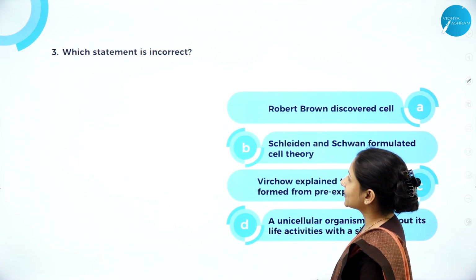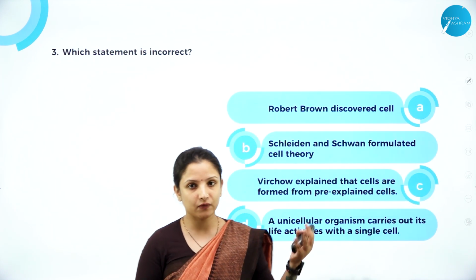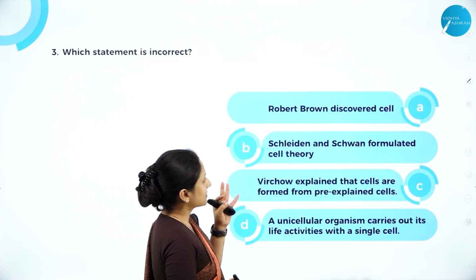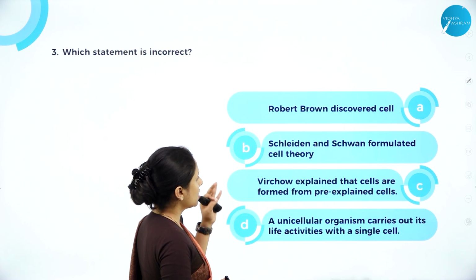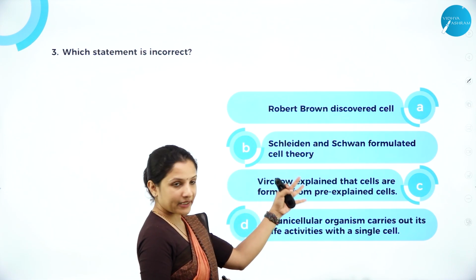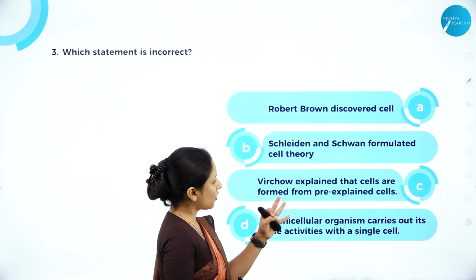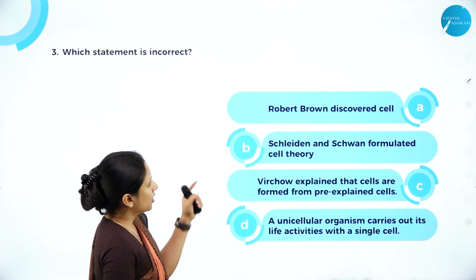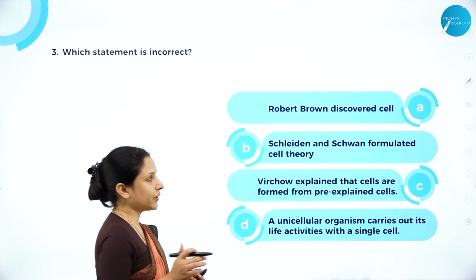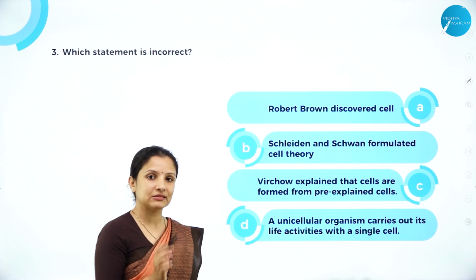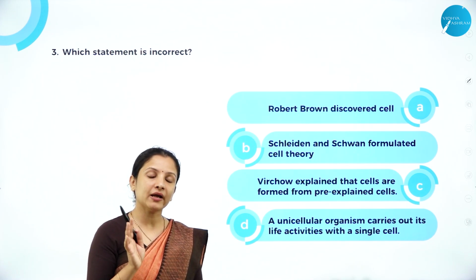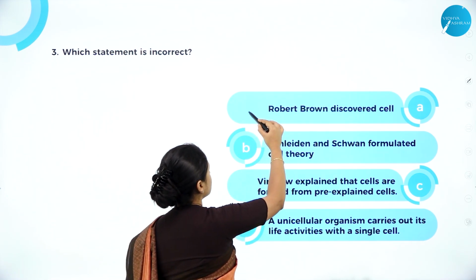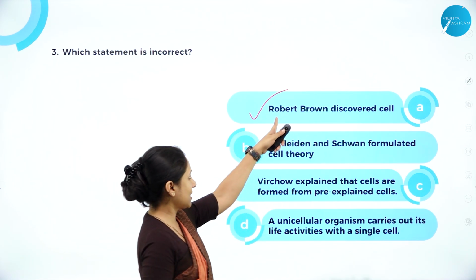Next question. Which statement is incorrect? A set of statements is given here, and we have to find which is the wrong one. Robert Brown discovered cell. Schleiden and Schwann formulated the cell theory. Virchow explained that cells are formed from pre-existing cells. A unicellular organism carries out its life activities within a single cell. Here, the statement that Robert Brown discovered cell is wrong, because Robert Brown discovered the nucleus. Cell was discovered by Anton von Leeuwenhoek. So what is the question? Which statement is incorrect? So option A is right, because this statement is incorrect.